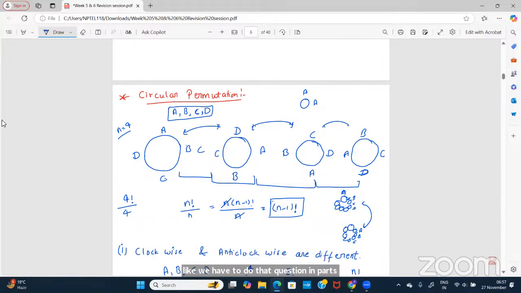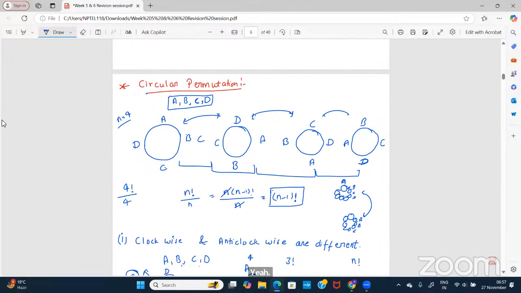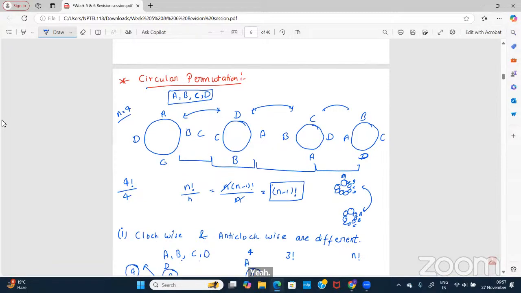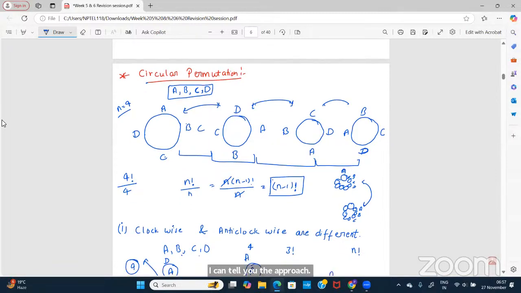Can you give me any example of repetition allowed, if possible? Right now, I don't have any question on that, but yeah, I can tell you the approach. Okay, ma'am. Thanks.